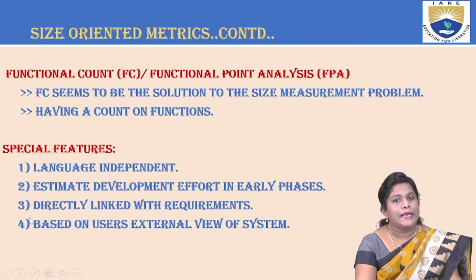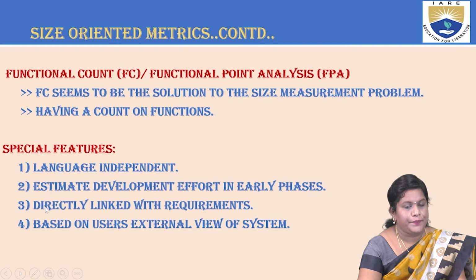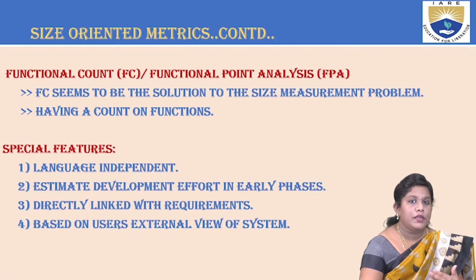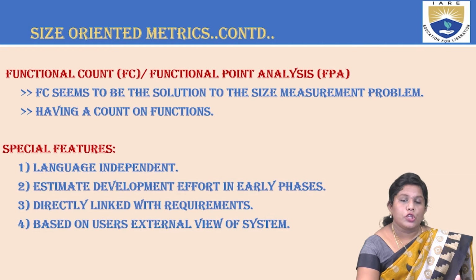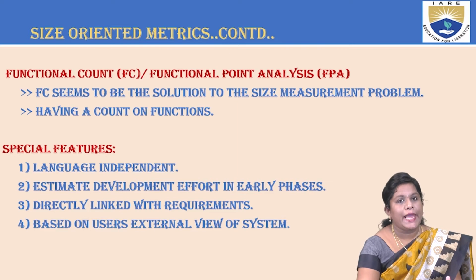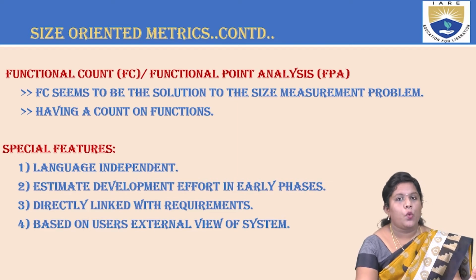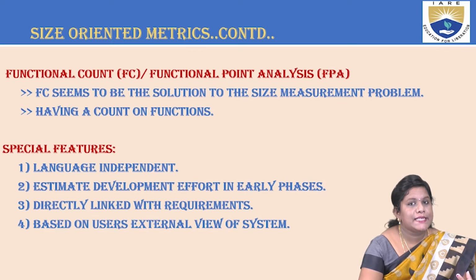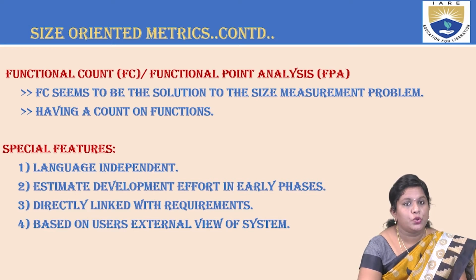Right. Now moving to the next category, as I have mentioned, FC. FC is nothing but functional count. That is also called functional point analysis, which in short is called FPA. Right? Now, what exactly does this help us to do? This acts as a solution to measure the size of a program. I repeat, FC is a major part which helps us to calculate the size of a program. And it also keeps a count of the functions.